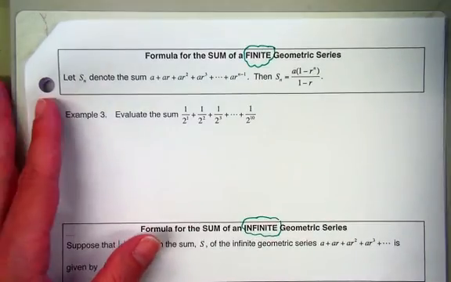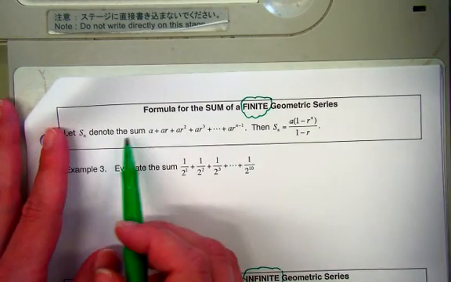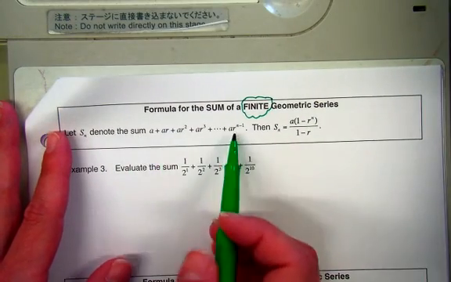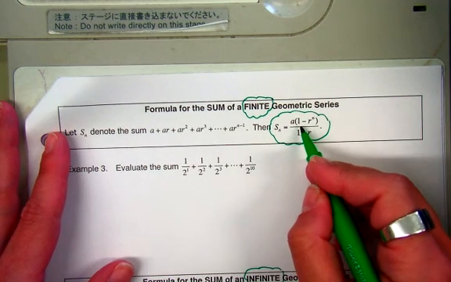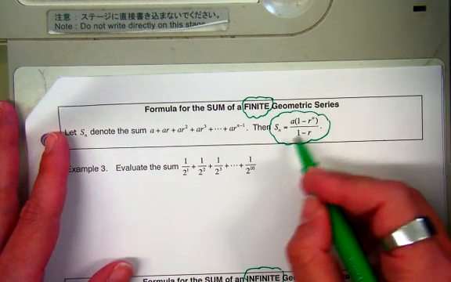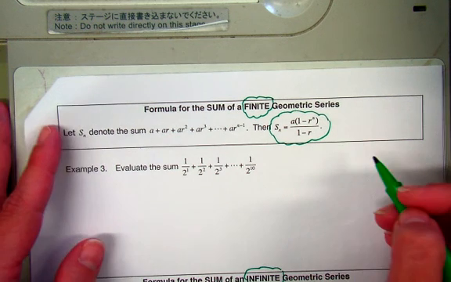All right, so this first one. Let S sub n denote the sum of all of them added up. And so here's my formula. S sub n is equal to a times 1 minus r to the nth, all over 1 minus r. All right, well, let's figure that out.